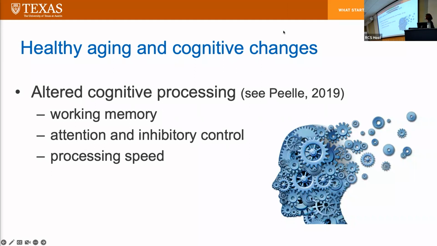Some of the cognitive changes that we see are changes in what we call working memory. So this is your ability to hold on to information in the short term and perform computations and calculations to manipulate that information. We see changes in attention and inhibitory control. So this is our ability to focus on the things that are important, to tune out the things that are not important and not react to those things. And then we see a slowing of overall processing speed. So this is the speed with which we undertake those mental calculations.